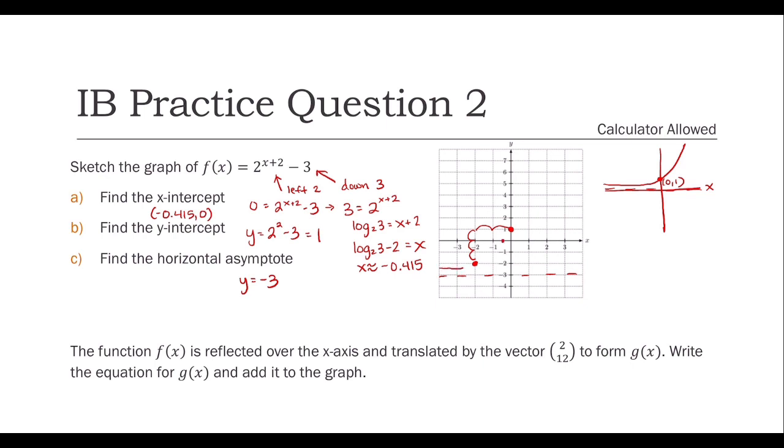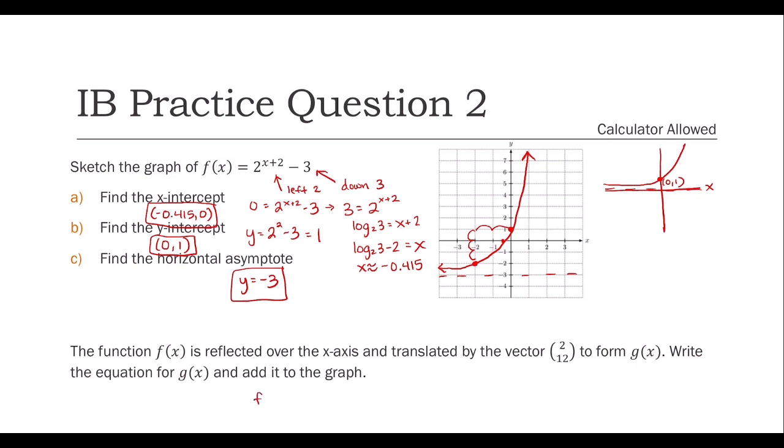So our graph will look like this. And we have our y-intercept is (0, 1), horizontal asymptote, y equals -3. So it says the function f of x is reflected over the x-axis and translated by the vector (2, 12) to form g of x. Write the equation for g of x and add it to the graph.